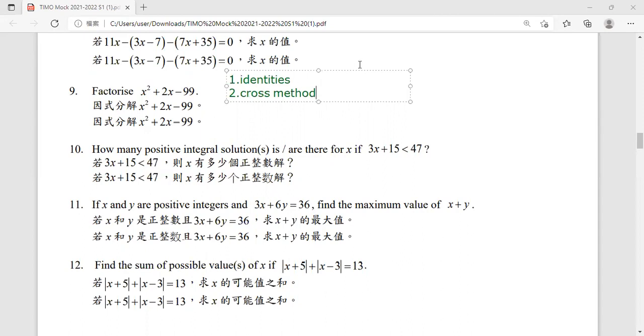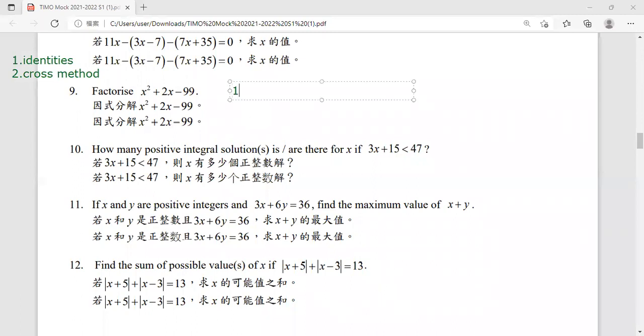Does anyone have a question? Any questions? Okay, no question. I continue with this one. Now, you have 2 methods of doing it. First method, I will put something like this: x squared plus 2x minus 99. I will change this into something like this: x squared plus 2x plus 1 minus 100.